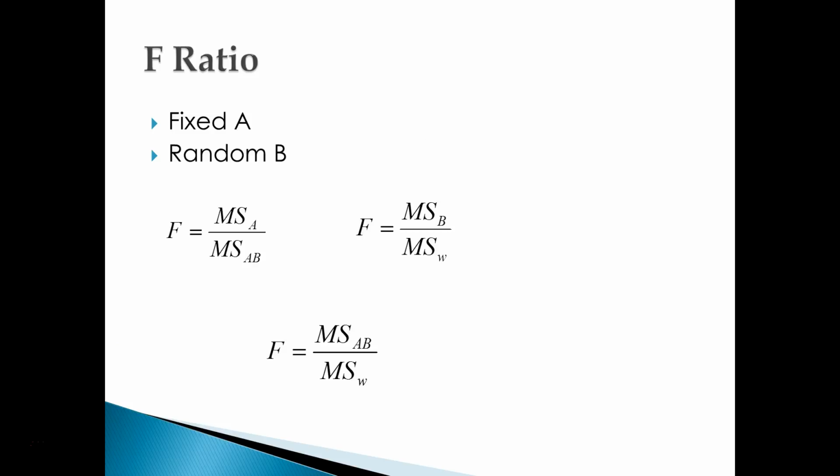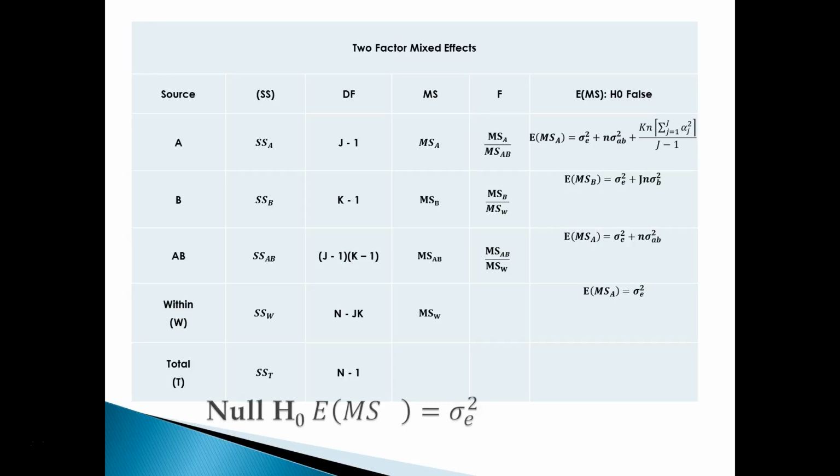So to be clear, the fixed effect of A is divided by the mean square interaction, whereas the random effects were all divided by the mean square within. So that difference in the F ratio is also in the expected mean squares. When the null hypothesis is true, like it's always been, we just have that residual error term. And in the within term, source of variation, we can see that we still have that residual error term there.